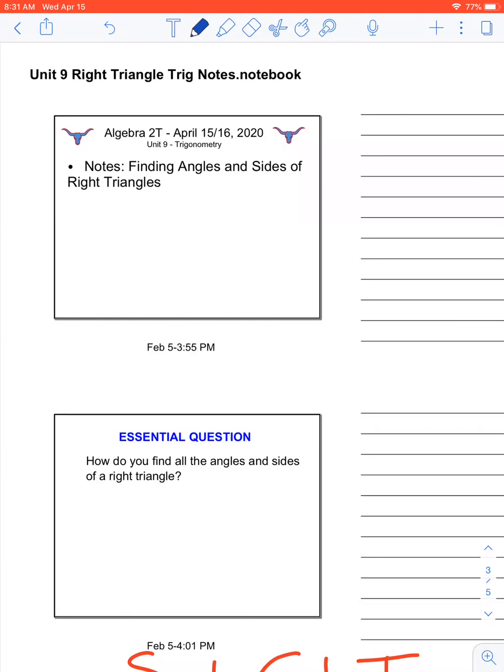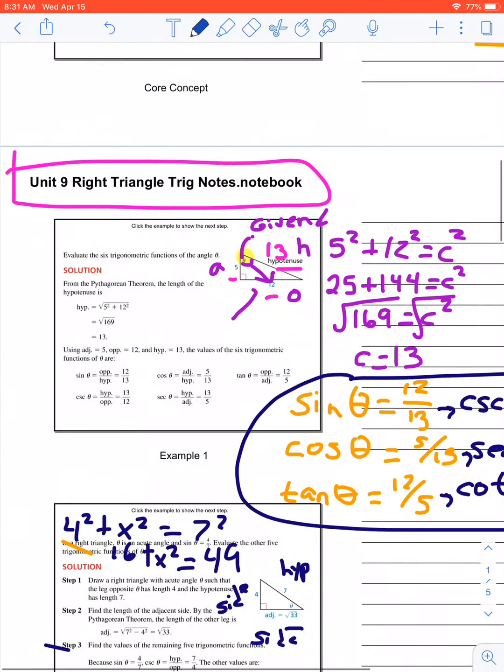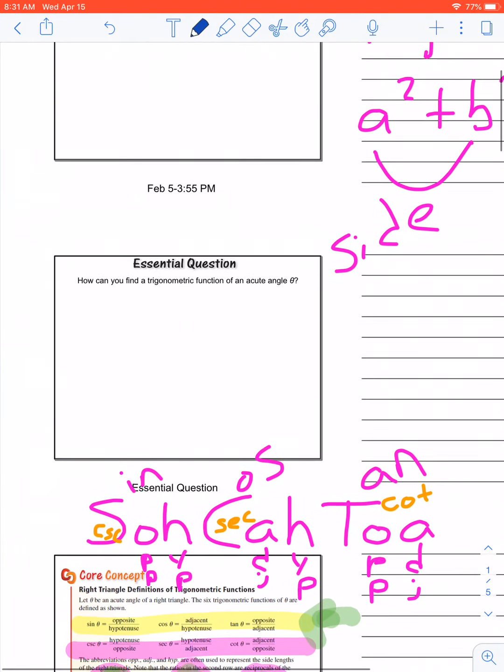So what we did on Tuesday is we identified the 6 trig functions: sine, cosine, and tangent, which is review, and then also secant, cosecant, and cotangent. So let's quickly review that. Let's scroll up to the top here of our notes.